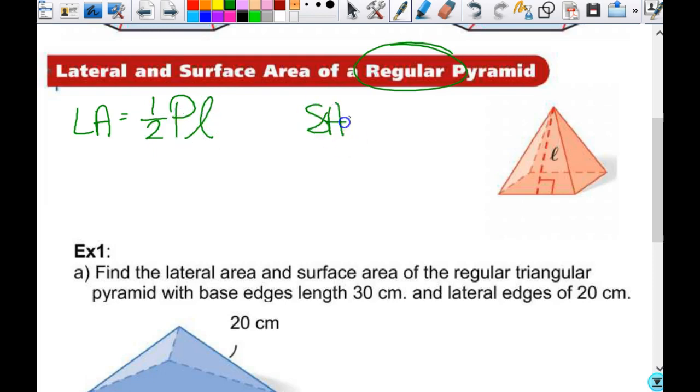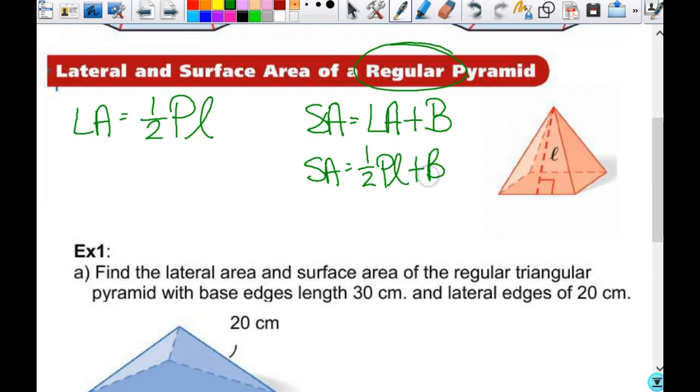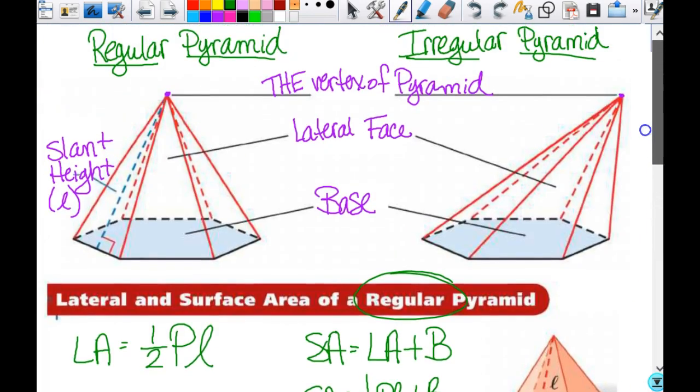Total surface area can be lateral area plus what? Big B. That's one of them. Or the surface area could be 1/2 perimeter times slant height plus big B. Okay. This is the side length. That, of course, is big B, and your slant height is already labeled for you. Okay. We okay with that? Any questions? Up here? Got it? Okay.